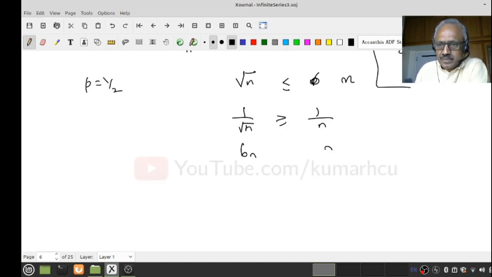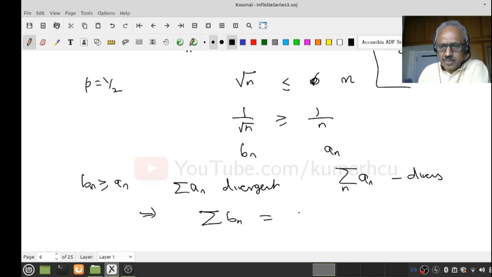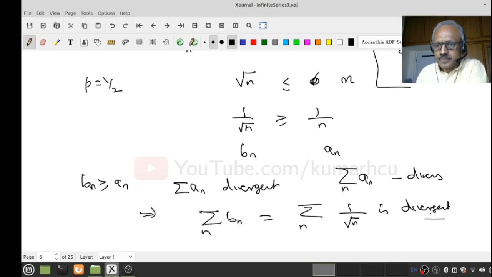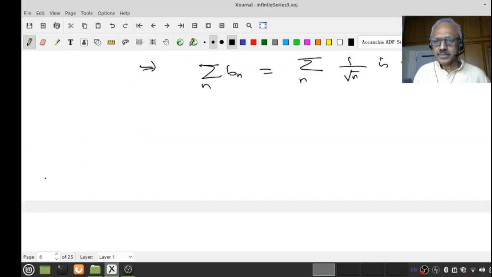So what do I do? Call this Bn, call this An. Now what do I know about the series An? This is our harmonic series, which we know is divergent. Therefore I have Bn greater than or equal to An, and summation An diverges. Therefore by the comparison test it follows summation Bn, namely summation 1 by root n, is divergent. That's an application. So this is application 1. Pause, review, proceed.